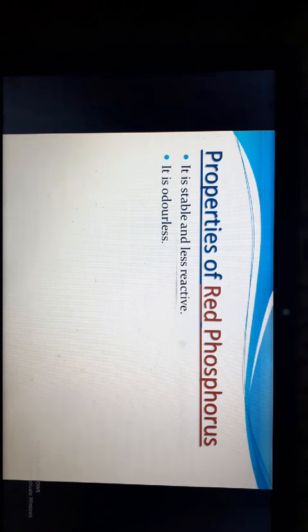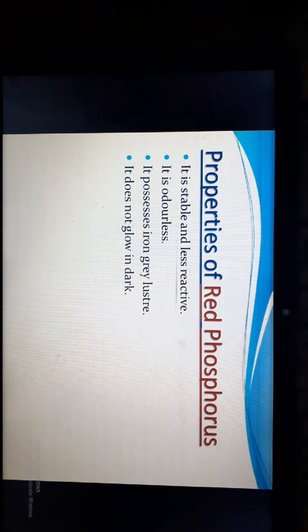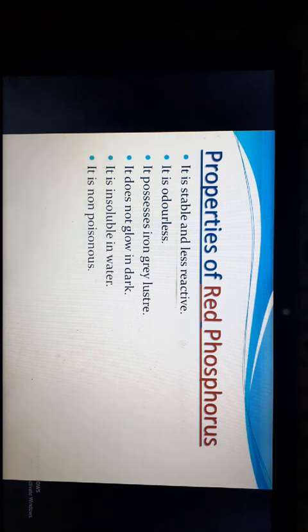It is odorless. It has no kind of smell. It possesses iron grey luster. In the picture you have seen that it has iron grey luster. Shine is there. It does not glow in the dark. We have seen white phosphorus glows in the dark, that is, it has the chemiluminescence property, but red phosphorus does not glow in the dark.